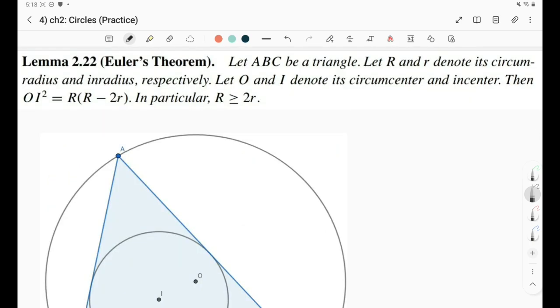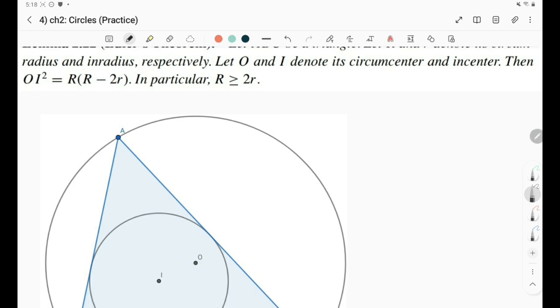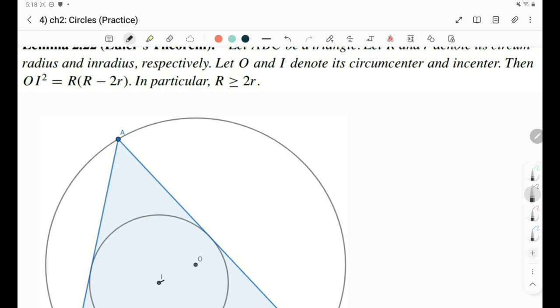Our second example is the very famous Euler's theorem. This theorem states that if you have a triangle ABC, and capital R and small r are the circumradius and the inradius of the triangle, and O and I are the circumcenter and incenter, then we can actually calculate OI. The length of OI squared is just equal to R times (R minus 2r).